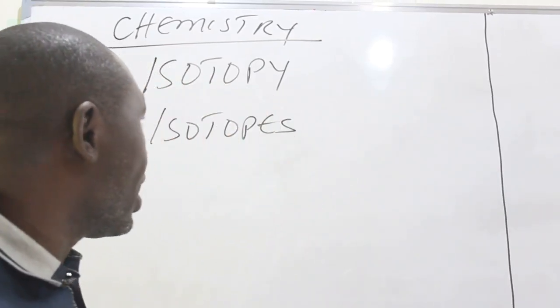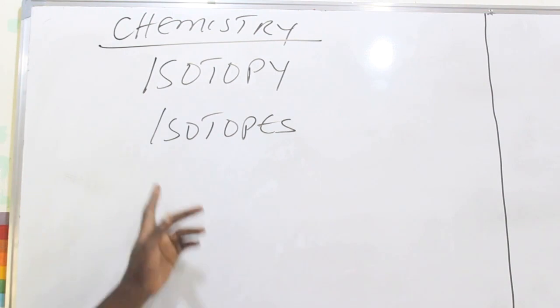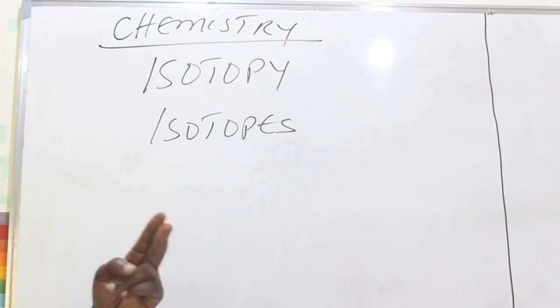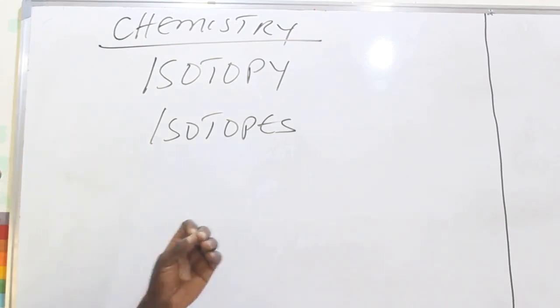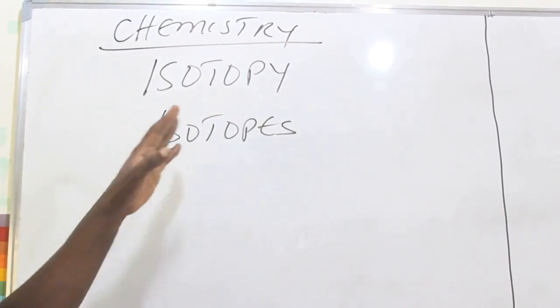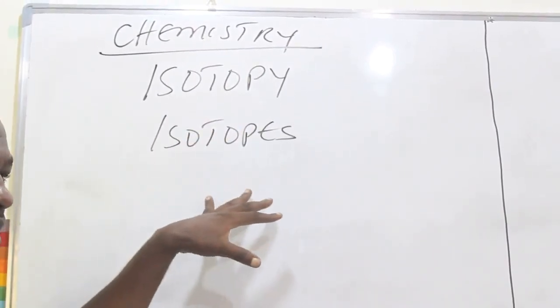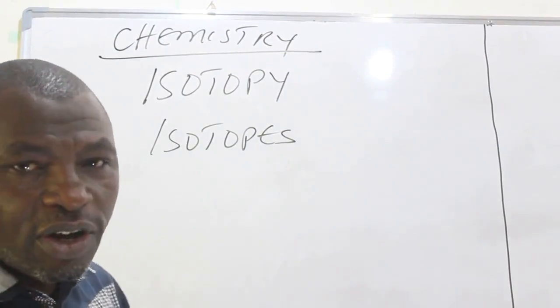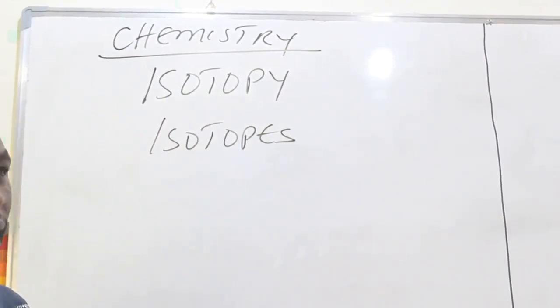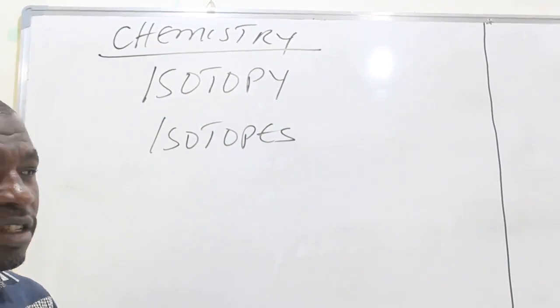From our definition, we did say that isotopy is a phenomenon whereby an element has two or more atoms that have the same atomic number but different mass number. That is what isotopy is. But the isotopes themselves are atoms of the same element having the same atomic number but different mass number. I want to caution here.